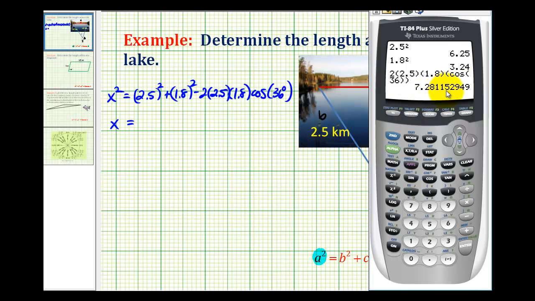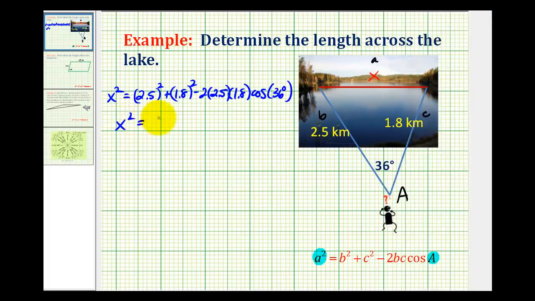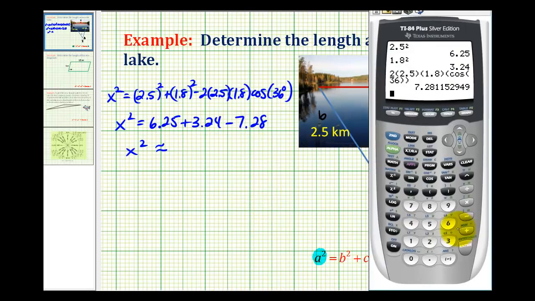Let's go ahead and write that down. So we're going to have x squared equals 6.25 plus 3.24 minus approximately 7.28. Now let's go ahead and determine this sum and difference. So again, we'll have 6.25 plus 3.24 minus 7.28. So x squared is approximately 2.21.